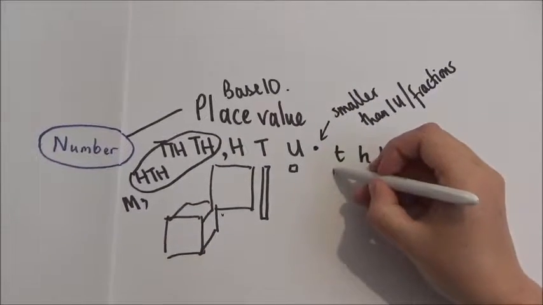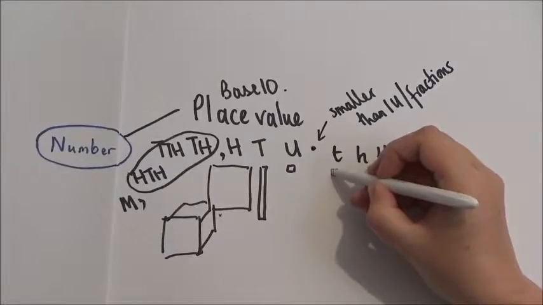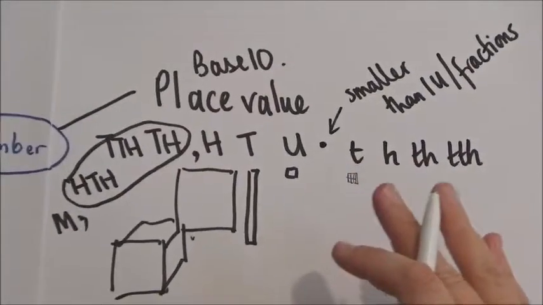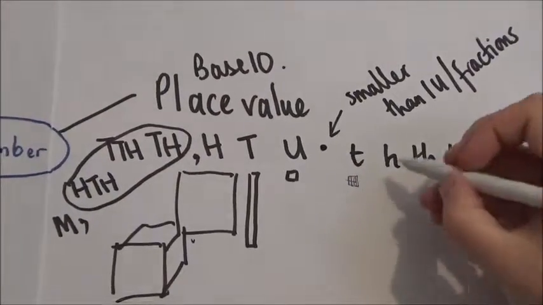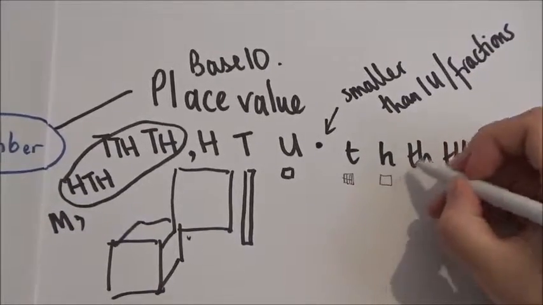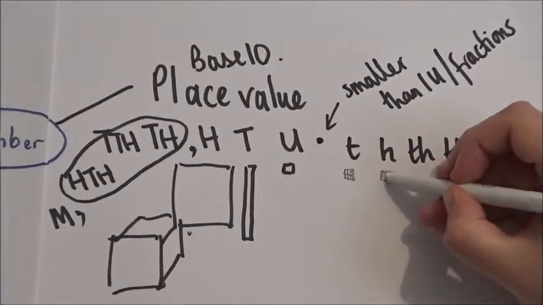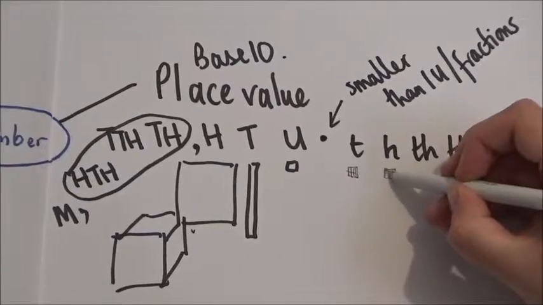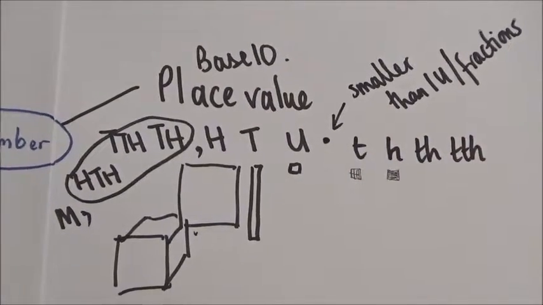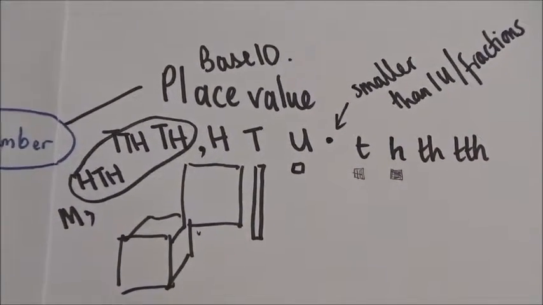A tenth is 1 unit that's cut up into 10 pieces. You're not going to be able to see that, don't worry, it's just to remind us. And a hundredth is 1 unit that's been cut up into 100 pieces. Again, you're never going to see that, but it's just there to remind us.